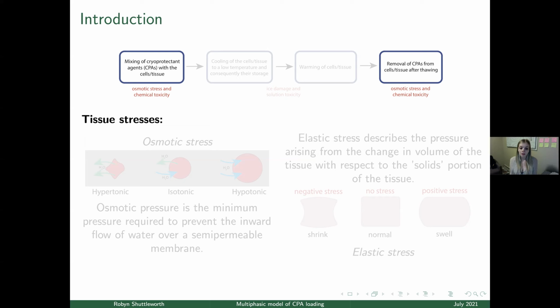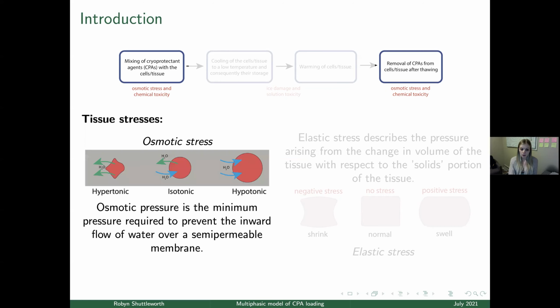When we consider tissues in particular, there are 2 types of stress that we are concerned with. The first of which is osmotic stress. Osmotic stress is the change in size, really, of the cell or the tissue that we have. So if we were to place our cell into a hyper or hypotonic solution, we would see shrinking or swelling, and we would see the same type of behavior with a tissue sample as well.